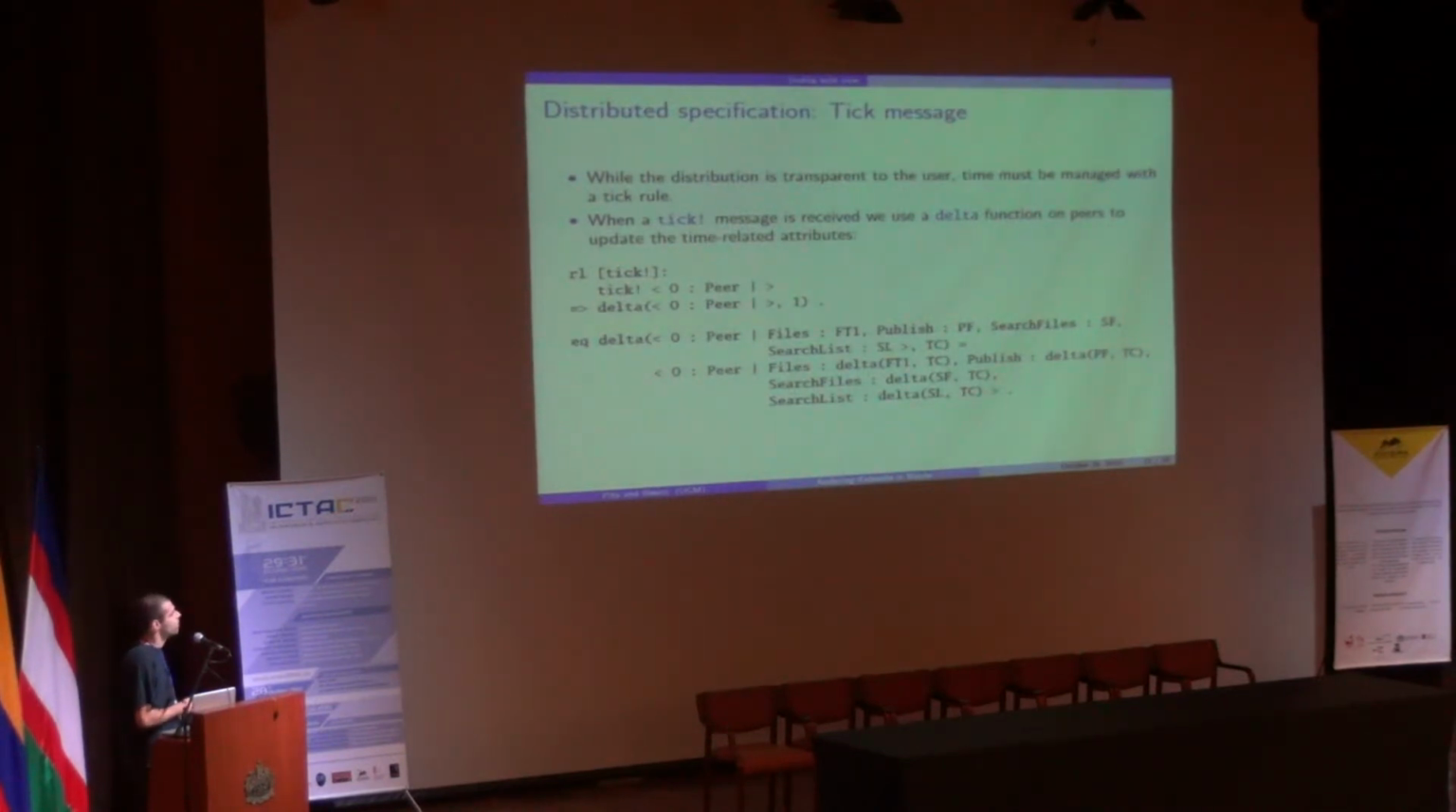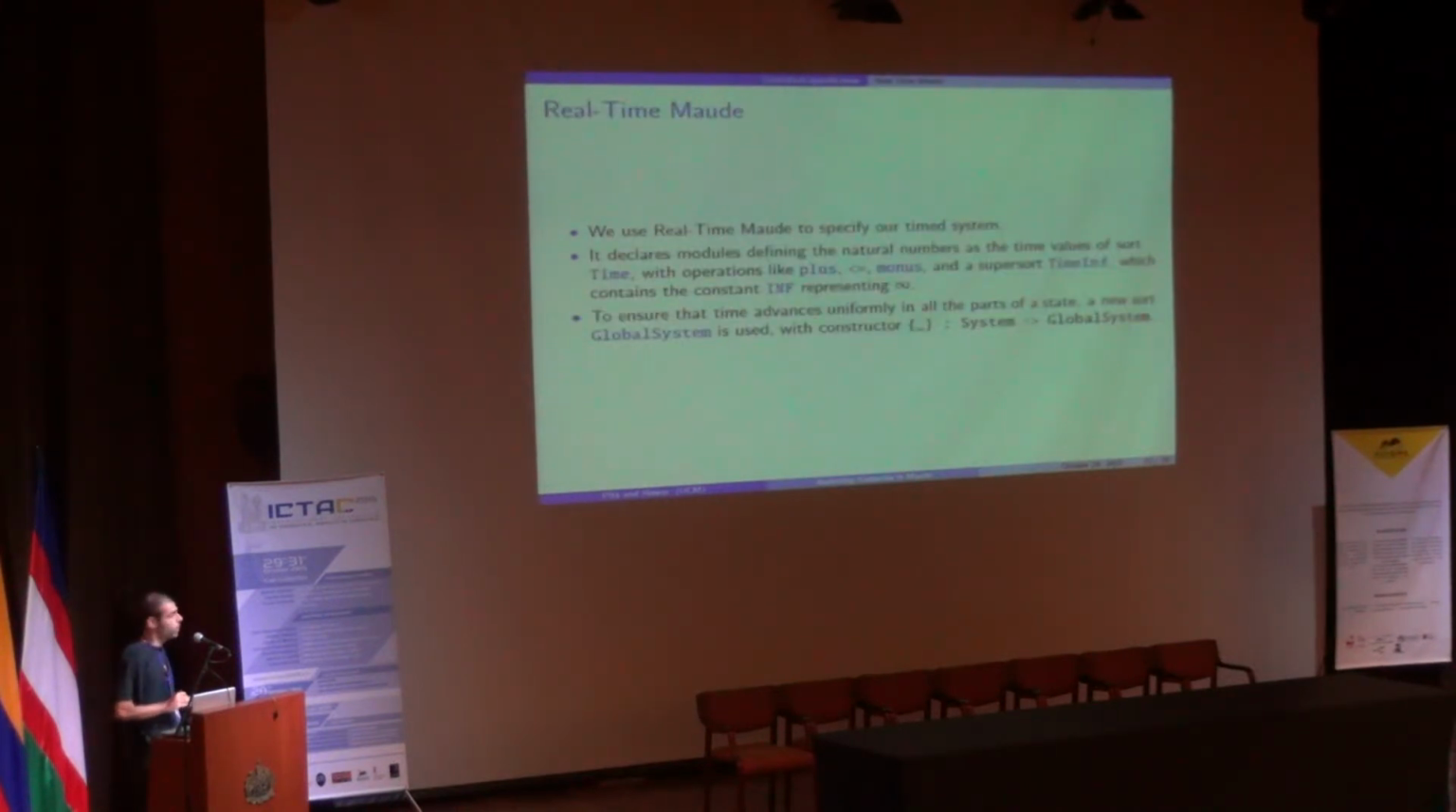Okay, and regarding time, we have this tick message from the Java server, and we just have a delta function that updates all the times in a peer. Okay, so right now we can prove nothing. We just have a distributed specification. It behaves as we expected, but no properties can be proved.